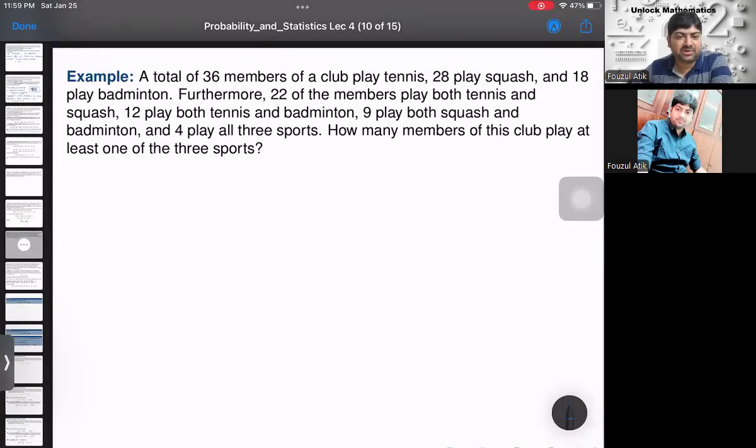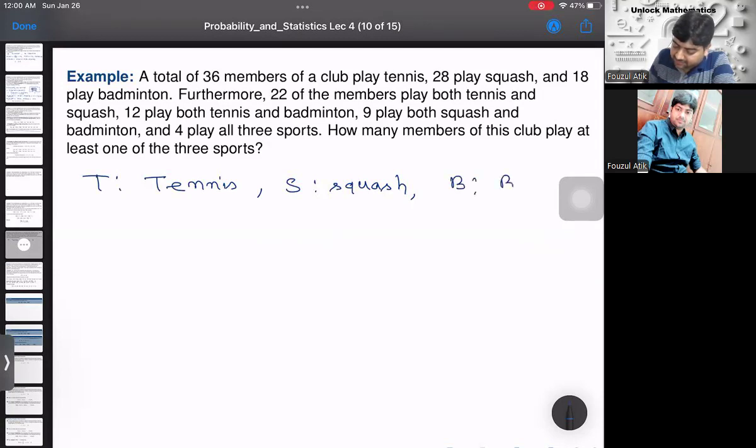A total of 36 members of a club play tennis, 28 play squash, and 18 play badminton. Furthermore, 22 of the members play both tennis and squash, 12 play both tennis and badminton, 9 play both squash and badminton, and 4 play all three sports. How many members of the club play at least one of these three sports? So let us denote the events. Let T be the event that they play tennis, S be the event that they play squash, and B be the event that they play badminton.